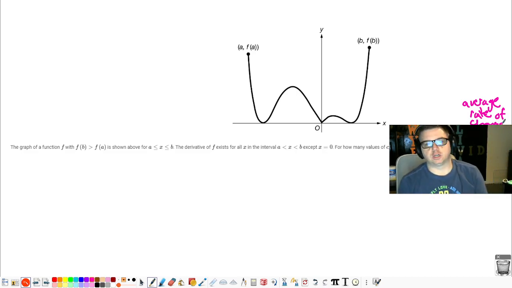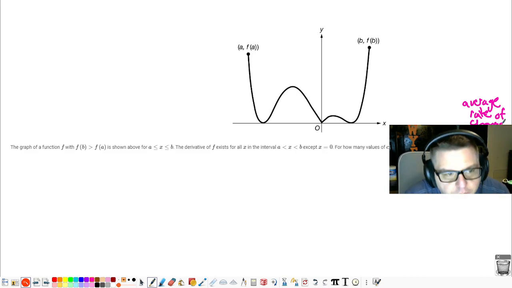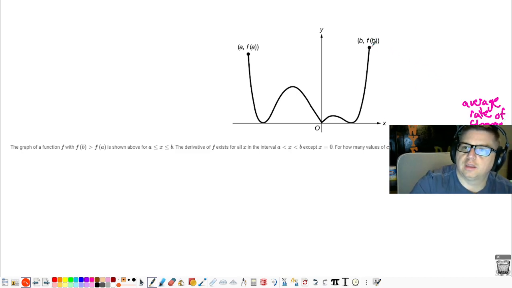The average rate of change. So what we have is a graph of a function with f of b being greater than f of a. That means the y value of the end point is higher than the one here, for all of the values in between a and b. So a starts here, b starts here. f of b is higher than f of a.